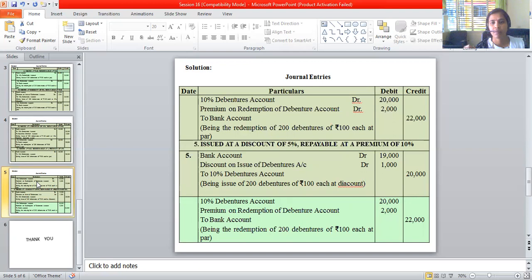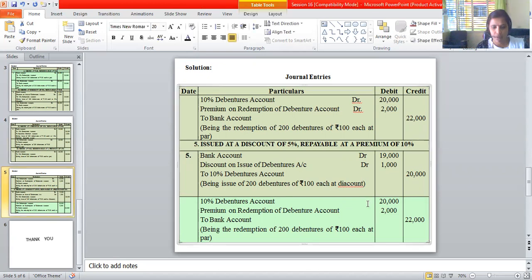Finally, it is repaid at a premium. So 10% debentures account. So debenture account is always maintained at the nominal. We can't change that. Only the premium or the discount will have to be transferred to the respective accounts. So premium on redemption of debentures account is debited, to the bank account 22,000. So if you see here, the amount that is going out of the business is 22,000. So bank account is reduced to the extent of 22,000. That is the reason that we go with crediting the bank account with 22,000.